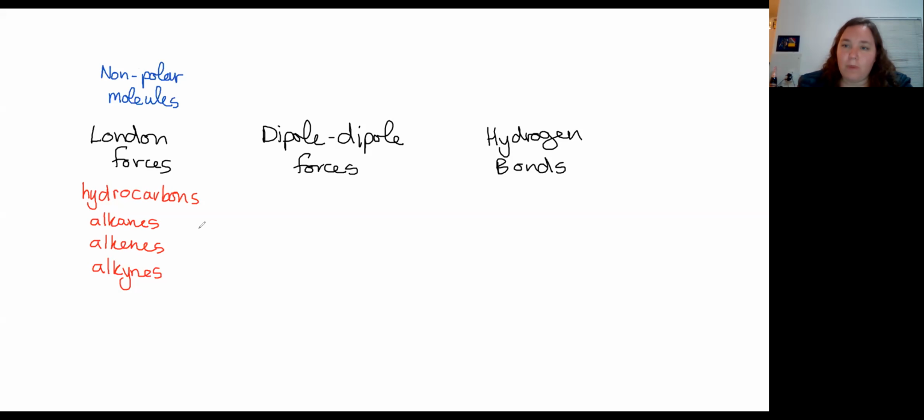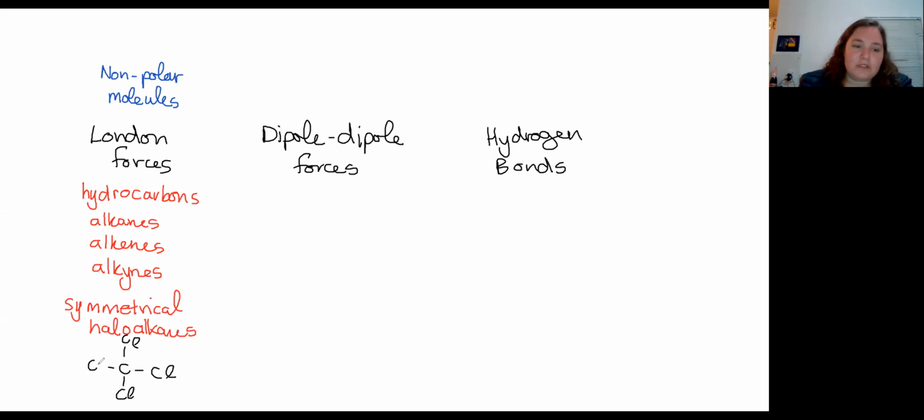It is also possible for you to get some symmetrical haloalkanes that fit into this category. And those would be things where, if we've got C, Cl, Cl, Cl, Cl, like carbon tetrachloride, what you'll find is that even though these are polarized bonds, the symmetry makes it completely non-polar, and therefore it will have our London forces.